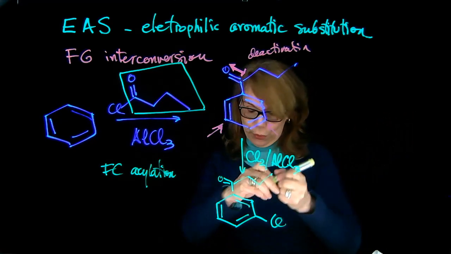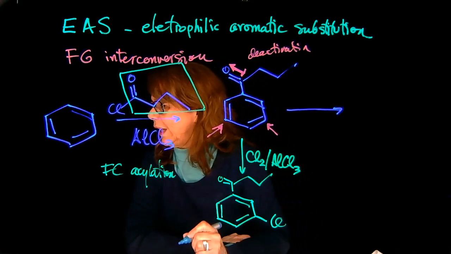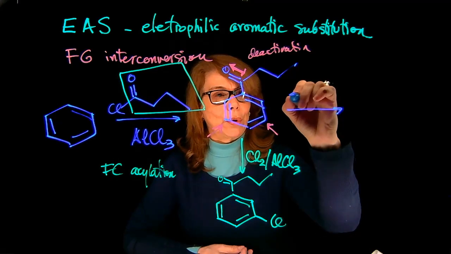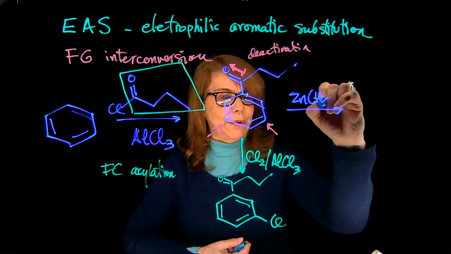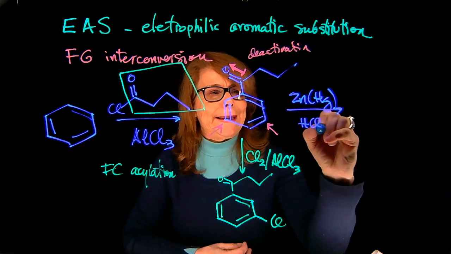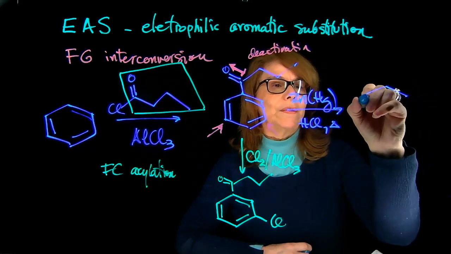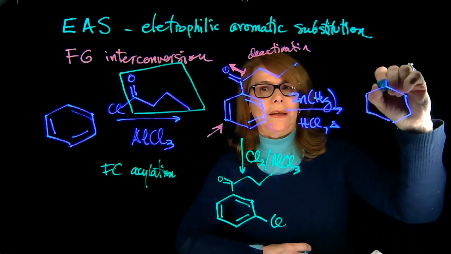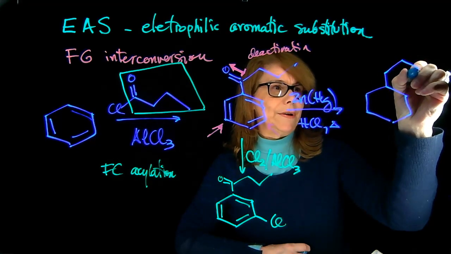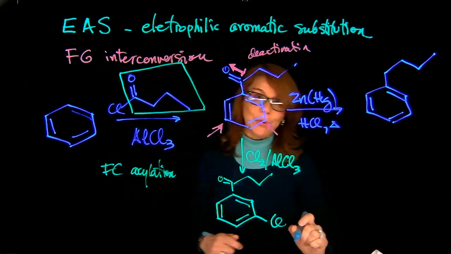And when we do that, after the Friedel-Crafts acylation, we need to do a reduction of the carbonyl. So we use zinc and mercury with hydrochloric acid and heat. What it does is reduce this, and you will have carbons 1, 2, 3, and 4. And here you have installed a butyl group.